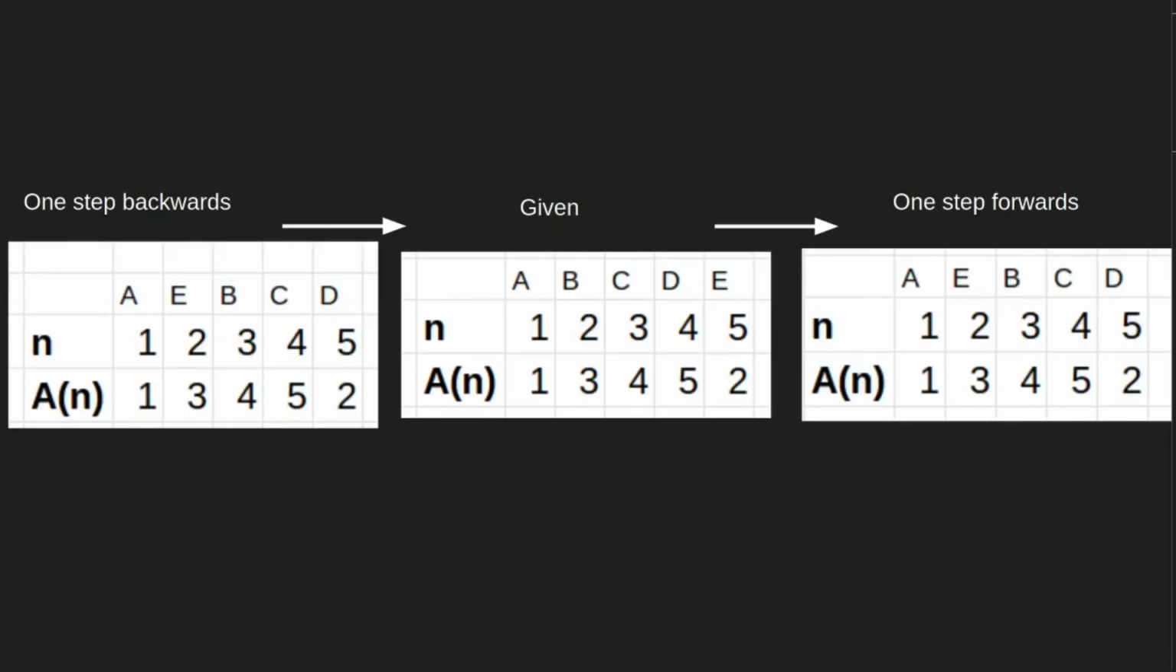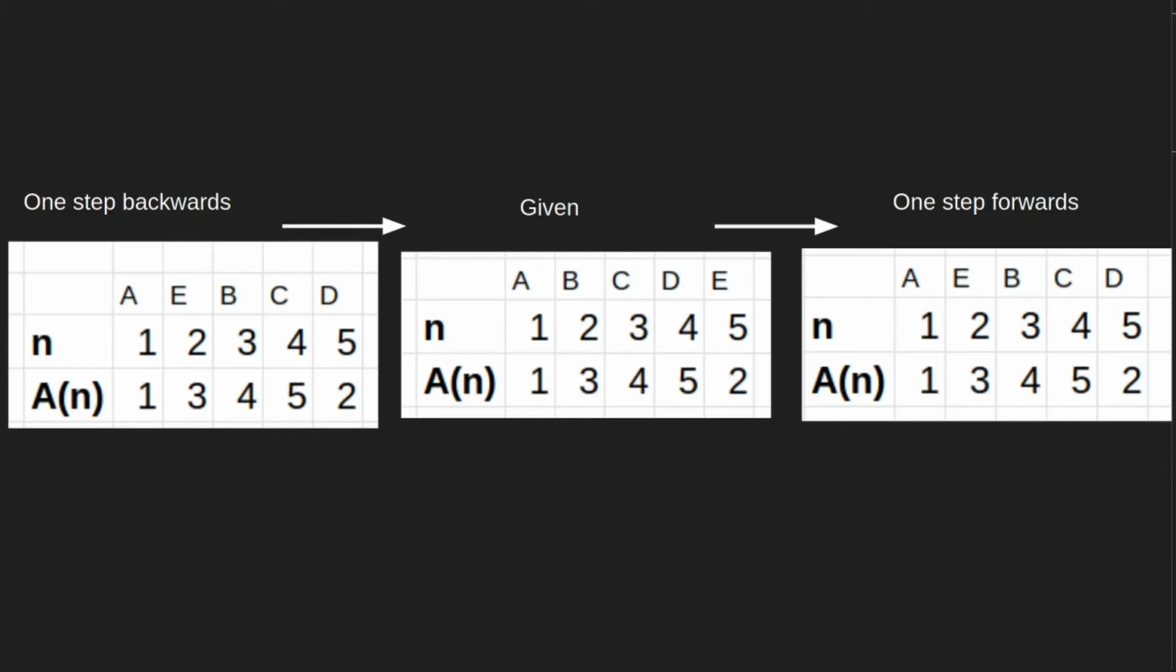If we take a look at the shuffling process, here's what it'll look like. In the middle, this is the given order. Let's first take a look at what it would look like one step forwards. Now keep in mind, we're not trying to go forwards. This is just to illustrate how the shuffling works. So we're looking at the given and one step forward.